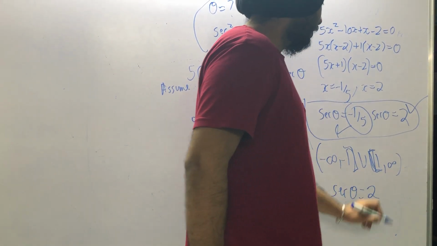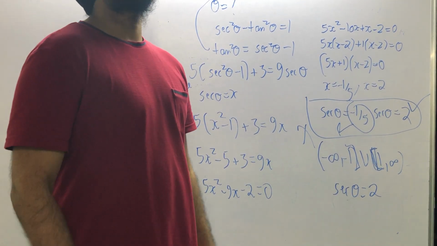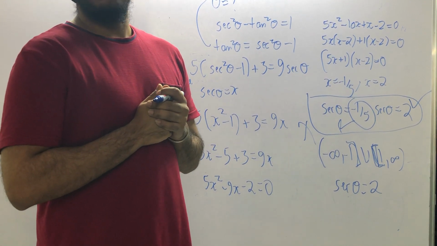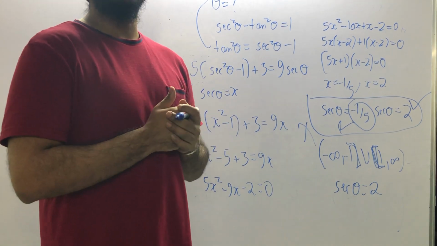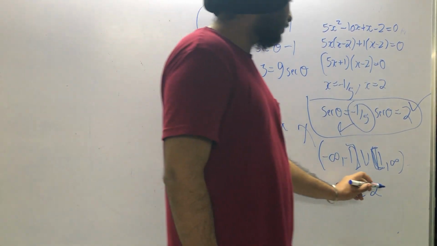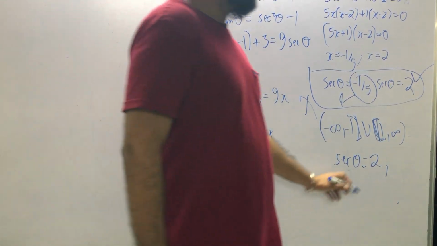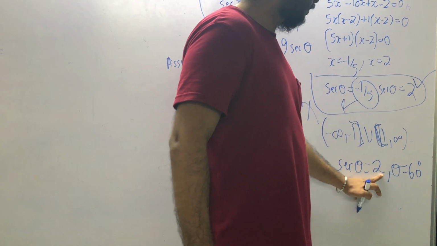Now they have asked us the acute angle where sec theta is 2. Now you know cos 60 is 1 by 2. So what will be sec 60? Sec 60 will be 1 upon cos 60. So theta will be how much? Because sec 60 is 2, theta will be 60 degrees.